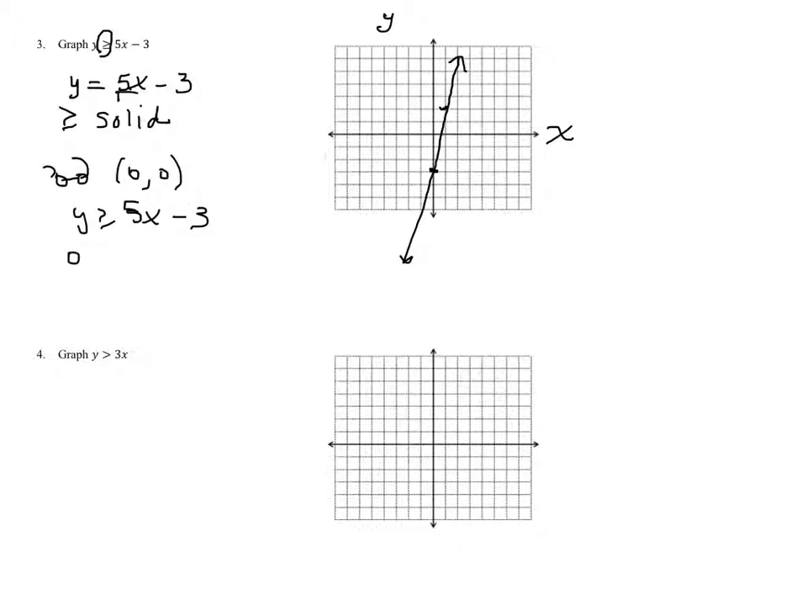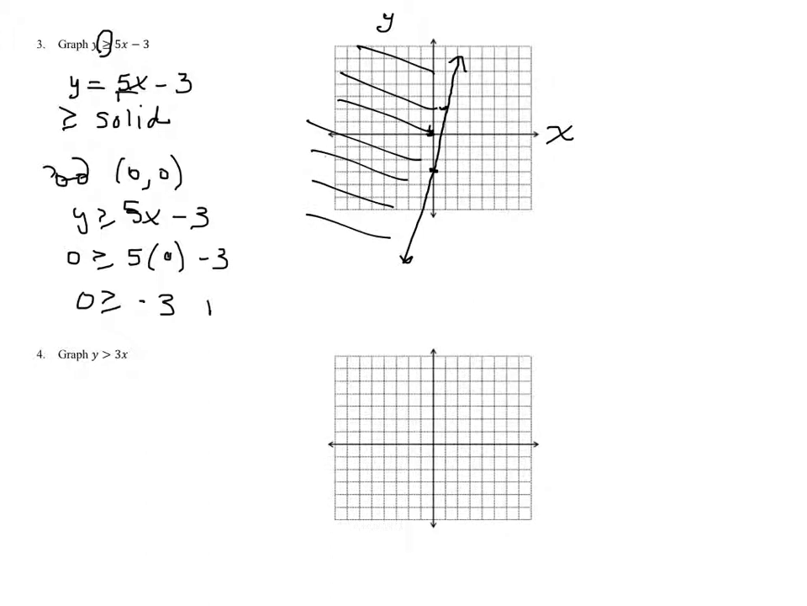So 0 for y, 0 for x. Is 0 greater than or equal to, 5 times 0 is 0, take away 3 is negative 3. Is 0 greater than or equal to negative 3? You betcha. So here's 0, 0 on the graph. I'm going to shade toward that point because it's true. And I'm done. Okay, let's look at the next one.